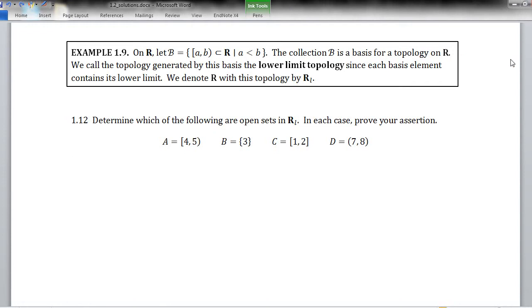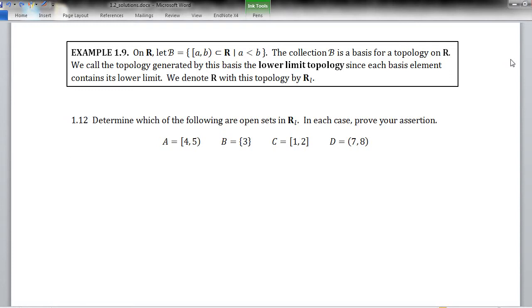Example 1.9. On R, let B be the collection of intervals from a to b, which contain the left endpoint but not the right. This collection B is a basis for a topology on R, as we've seen. We call the topology generated by this basis the lower limit topology, since each basis element contains this lower limit, a. And we denote the real numbers with this topology by R sub L.